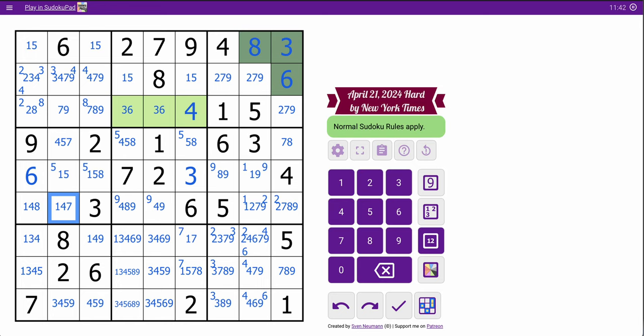Got 1-5s that don't interact with each other. The 1-5 in column 2 doesn't interact with either of my 1-5 pairs in rows 1 or 2. I wish it did. But in the absence of that, I've got to make do.